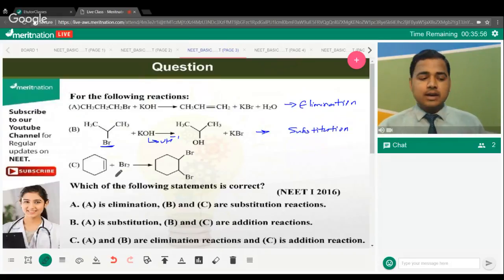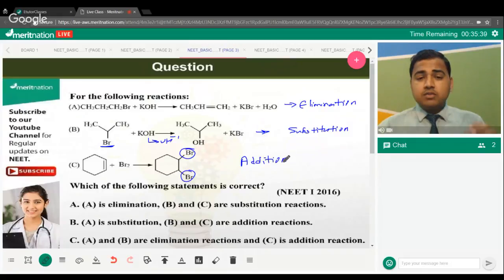In this one, you can see bromine is adding. The unsaturated bond is going to break and bromine is adding. Whether bromine is an electrophile or a nucleophile, we are not talking about it here, but something is adding. This is common sense, so this is the addition reaction.